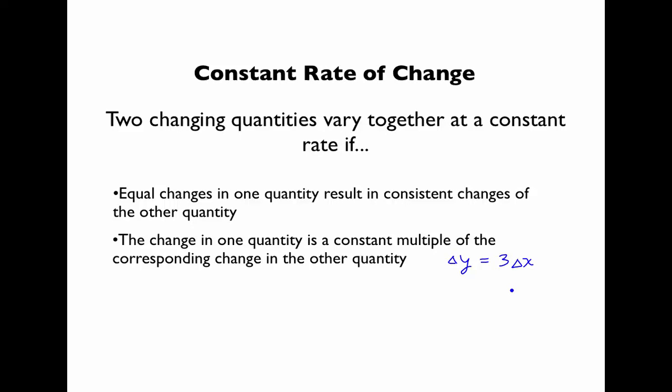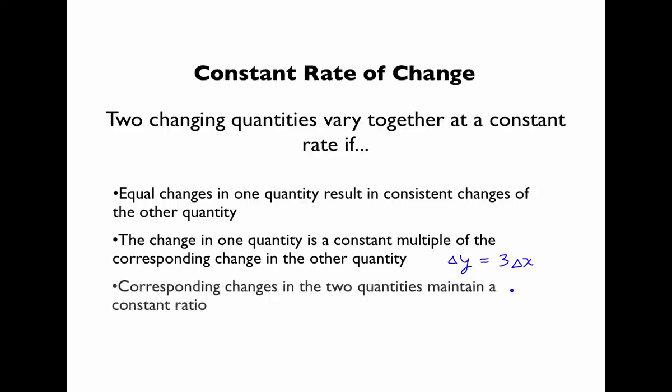This is what we said, right? And then, last one, corresponding changes in the 2 quantities maintain a constant ratio. So we said, I give her 5 minutes and she gives me 10. Or I give her 10 and she gives me 5. It's fair, right? More than fair.